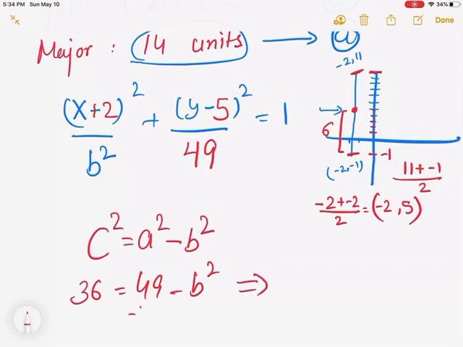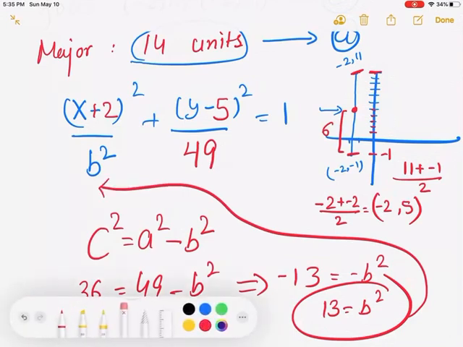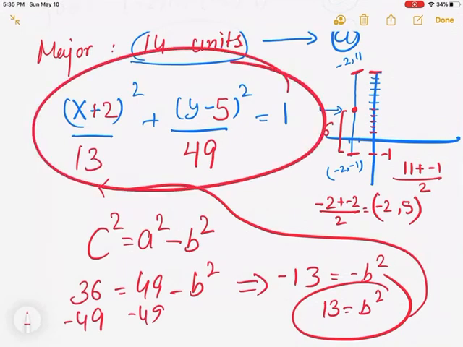So I would subtract 49 from both sides. It would be -13 equals -b squared. Divide by negative, so b squared is equal to 13. Do I need to take the square root? No, I do not, because what the equation needs is b squared, the value itself. So I would just take this number and plug it in here. So let's erase that and plug it in, and that's my equation. So that's how we do it.